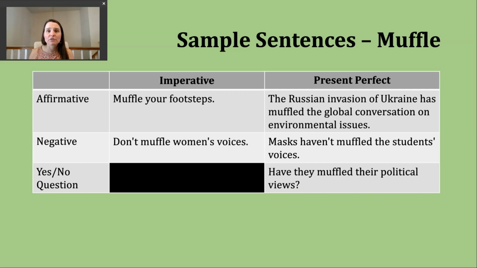To make present perfect sentences, we do need to pay attention to our subject. If the subject is I, you, we, or they, I'm going to use have and then the participle form of my verb. And because this is a regular verb, participle is the same as the past tense. Now, if my subject is he, she, or it, I'll use has and then the participle form of the verb.